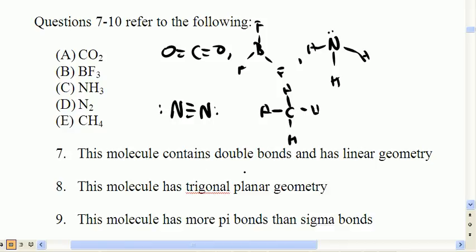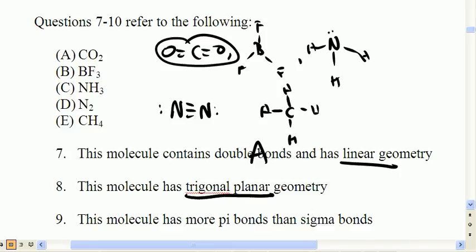So, contains double bonds and has linear geometry. That's going to be CO2. A. The molecule has trigonal planar geometry. 3 things with no lone pairs. That's going to be BF3, which is going to be B.